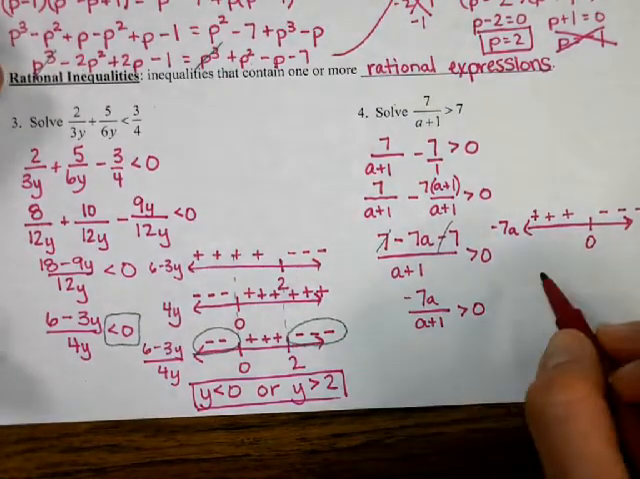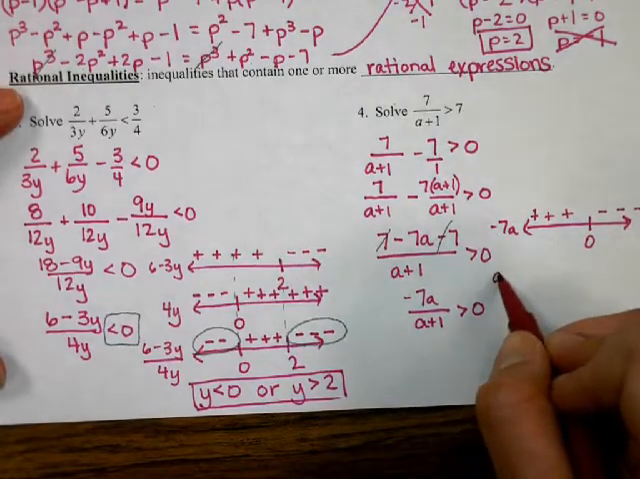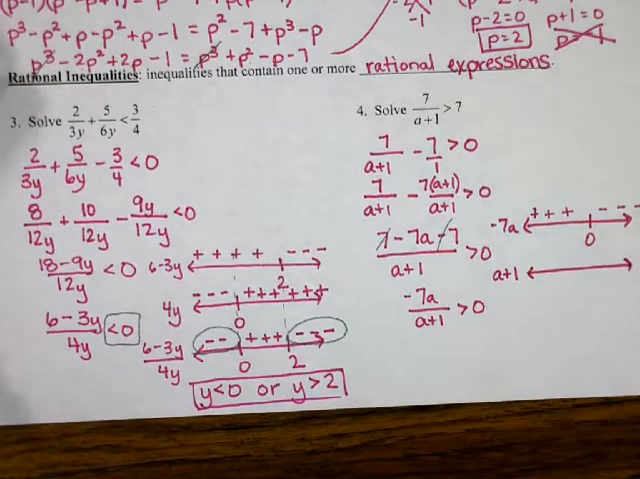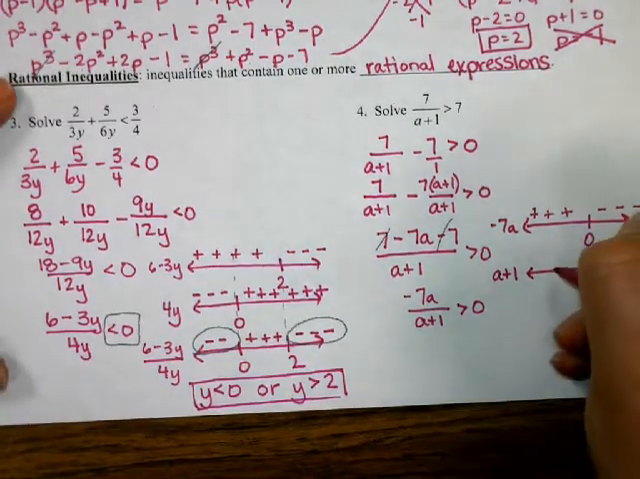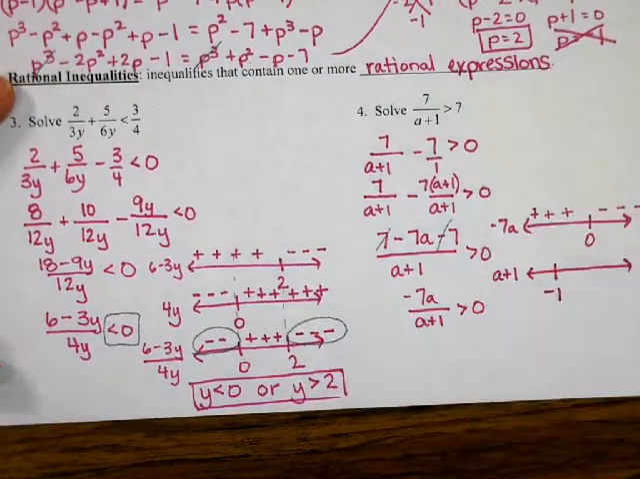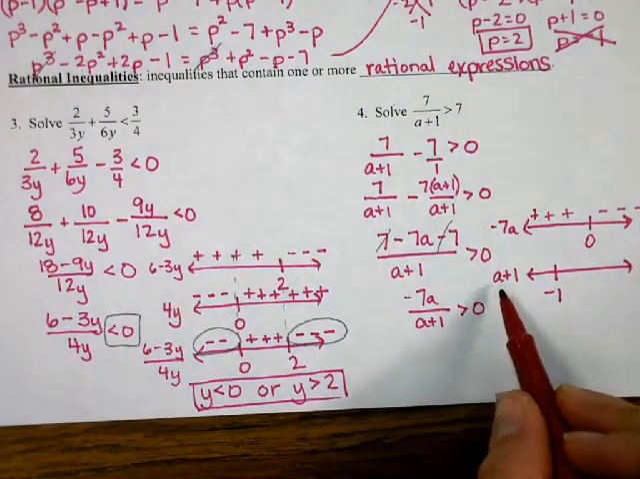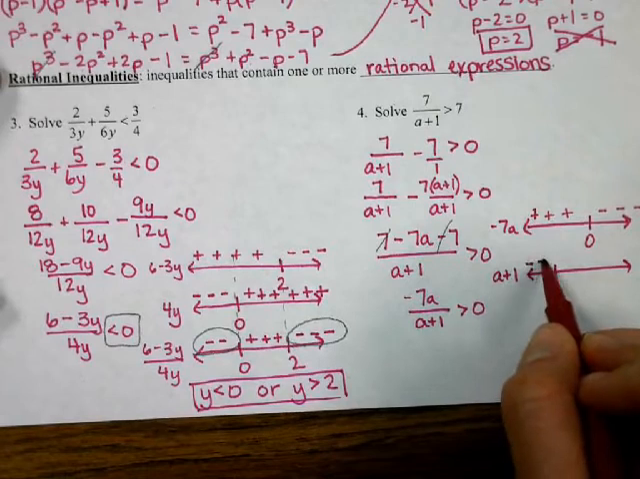A plus 1 on my number line. What value of a makes that 0? Negative 1. Okay, so we'll put a negative 1 there. If I plug in numbers that are smaller than that, negative 5 plus 1, I would get negatives. Anything bigger than that, I get positives.